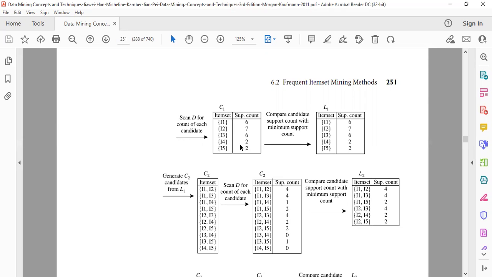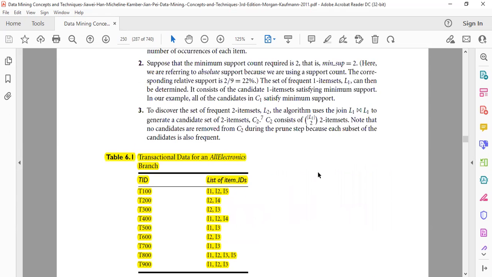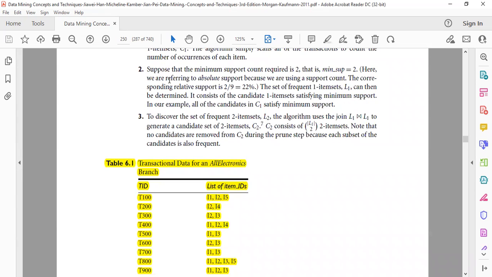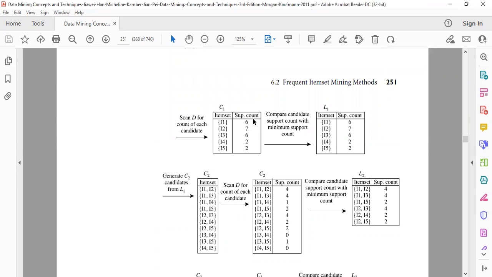Now in the pruning step, I'll remove all those items whose support count is less than the minimum support threshold. This support threshold is already given to us in the question, and in this problem we are given that the minimum support count required is 2. Here we see no item's support count is less than 2, so all these items in C1 will move to the L1 set.